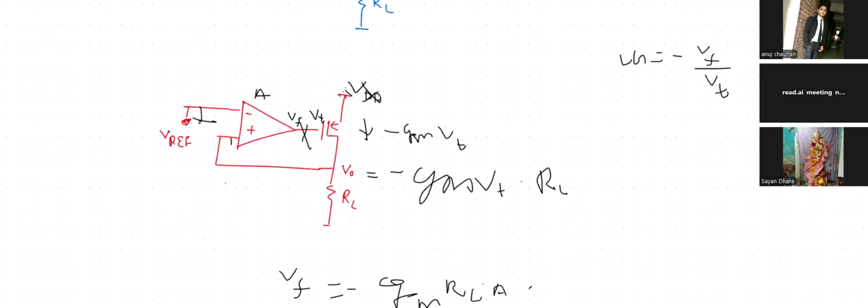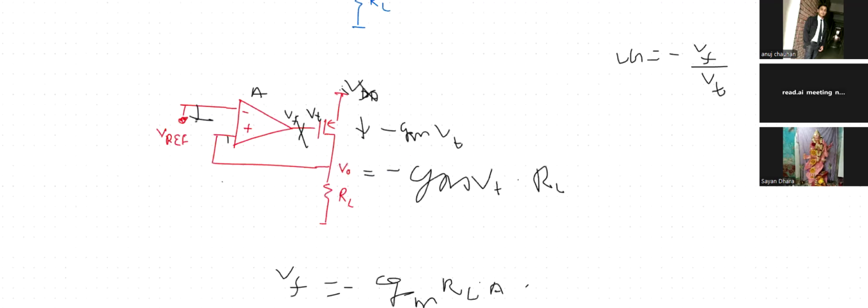Hello. Hello. What is loop gain then? Hello. Can you, you are not audible? You are muted.